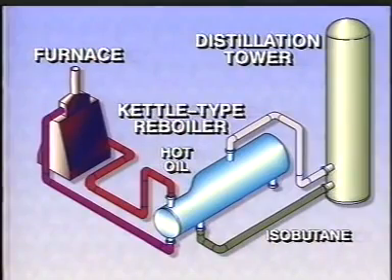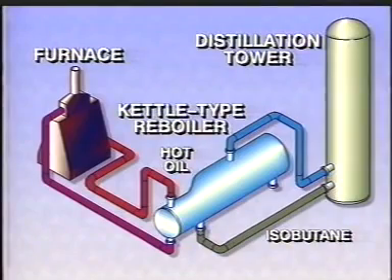The isobutane vapors are then channeled into the distillation column. These vapors provide the heat needed for distillation to take place. The isobutane vapors lose heat, condense, and fall to the bottom of the tower, starting the cycle again.